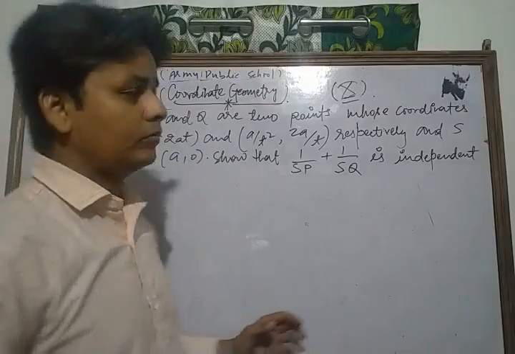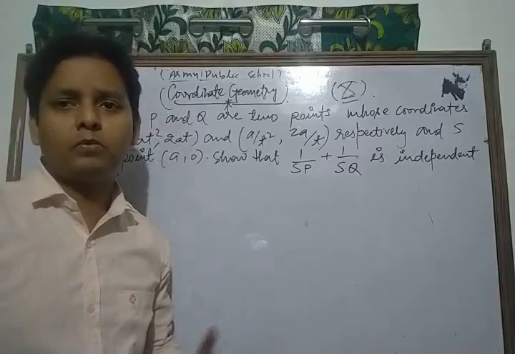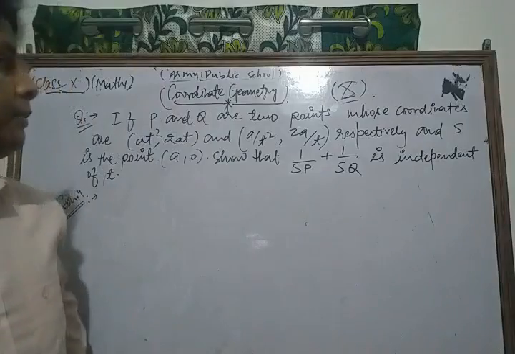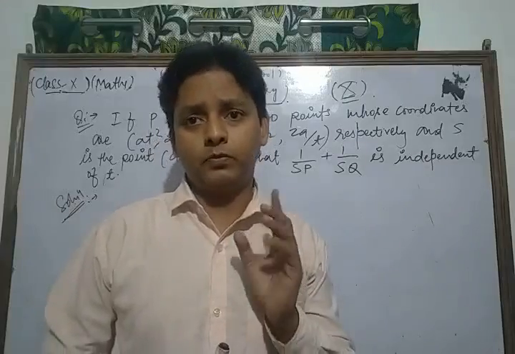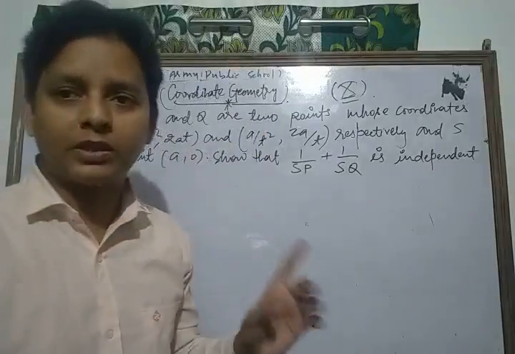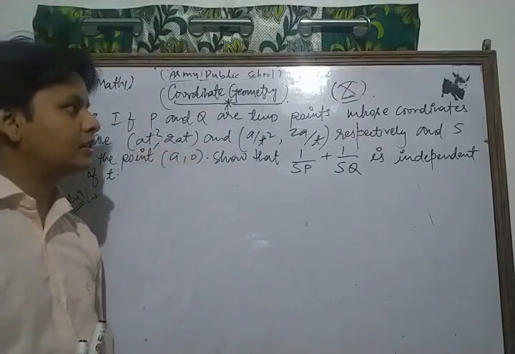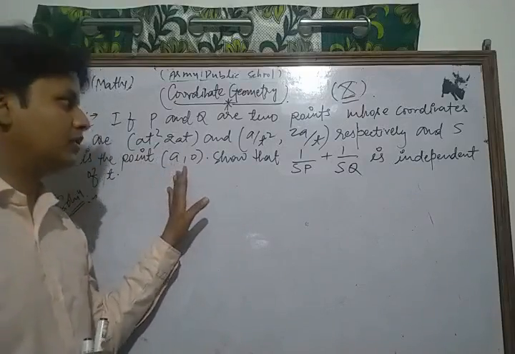Okay, dear students, this is a very important question of your syllabus, based on coordinate geometry. Please first of all clear the concept of the question. P and Q are 2 points whose coordinates are given respectively, and S is any point (a, 0). Show that 1 upon SP plus 1 upon SQ is independent of t.